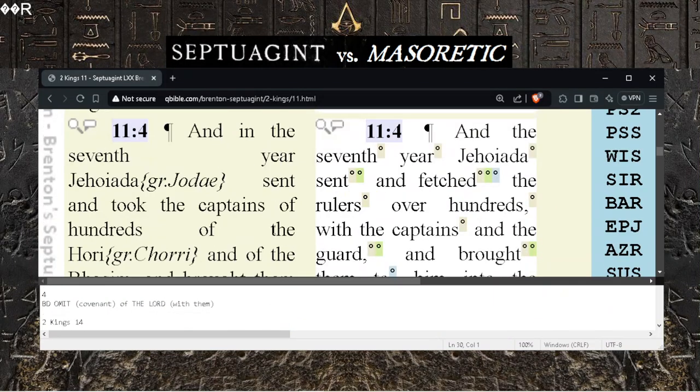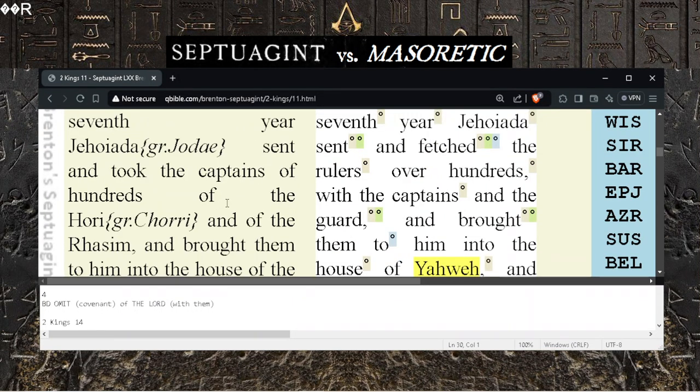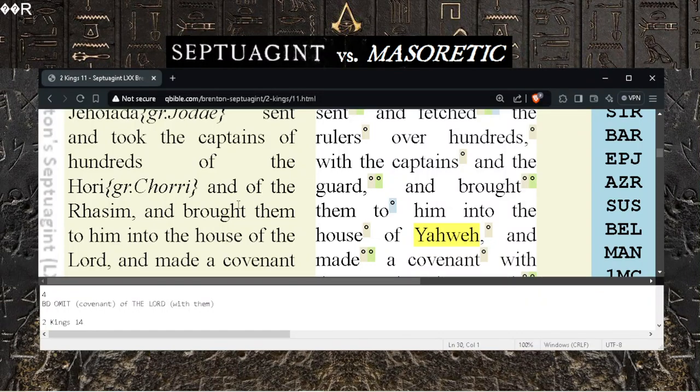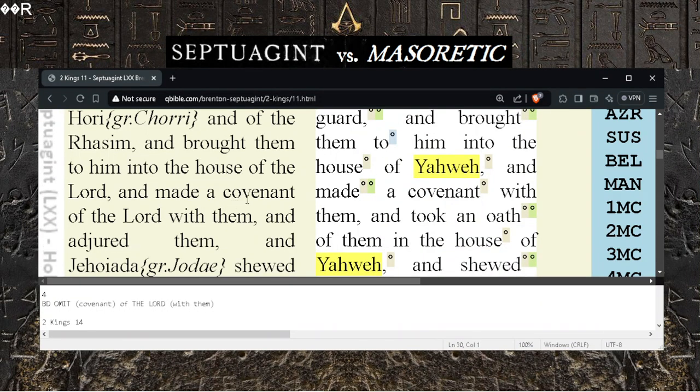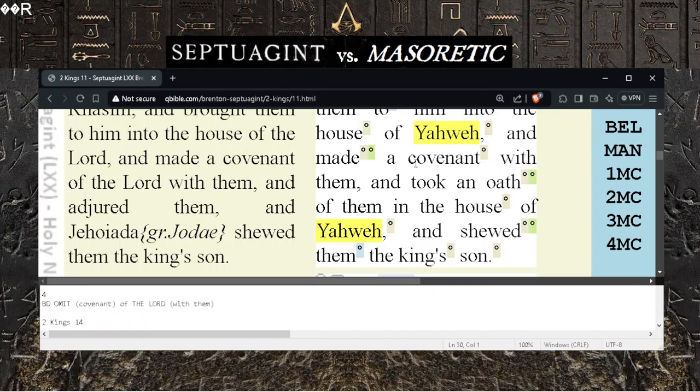4. So it's talking about Jehoiada sent and took the captains of hundreds of the Hori and of the Rasim, brought them to him into the house of Hashem, and made a covenant of Hashem with them. So this is not a simple covenant as the Masoretic would assume. This is a covenant of Hashem and possibly with Hashem himself.